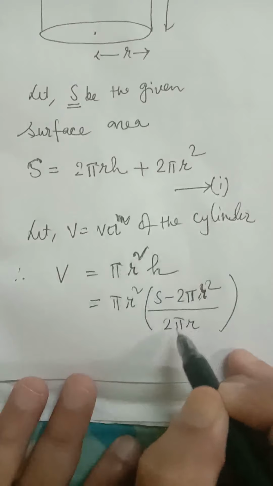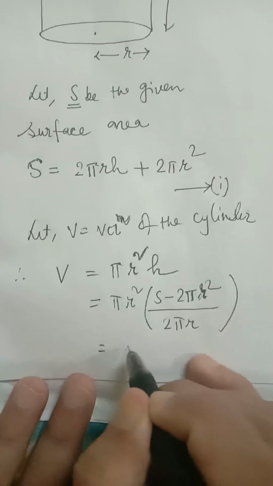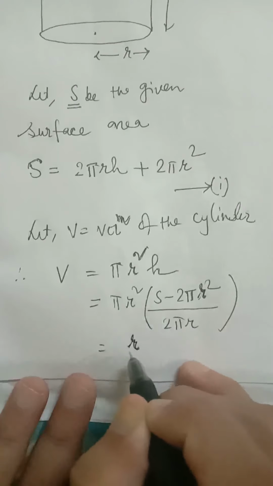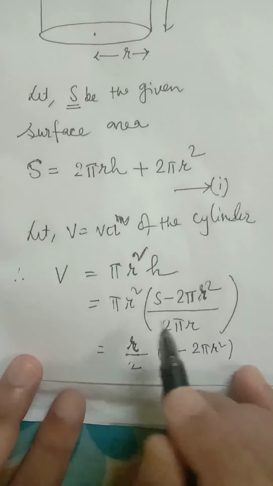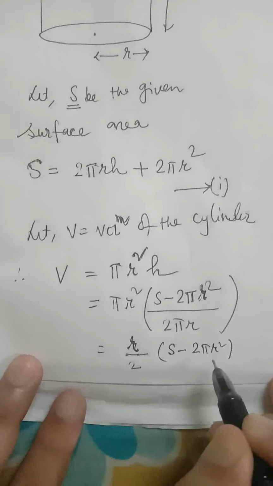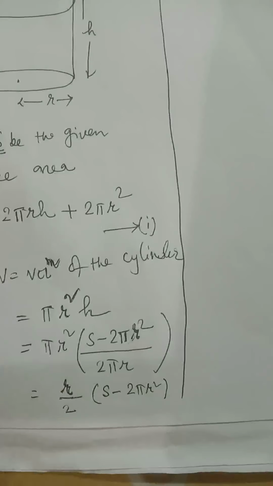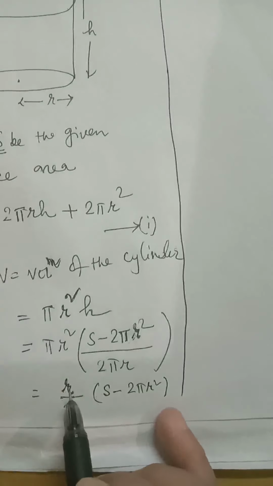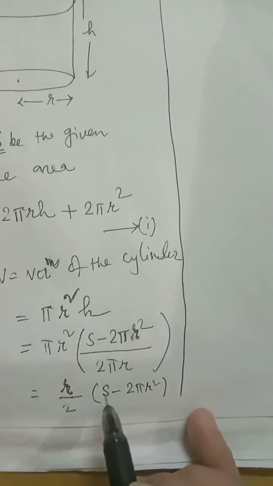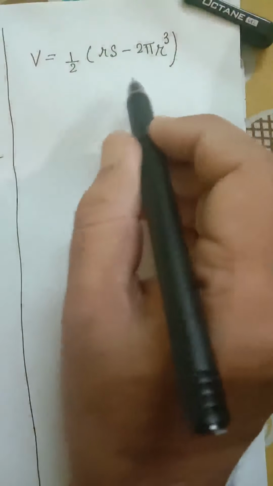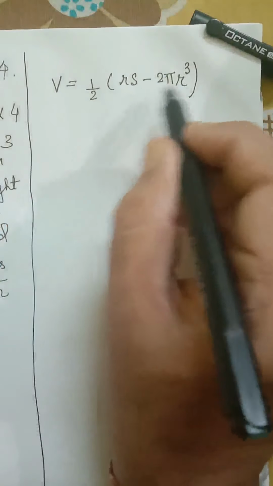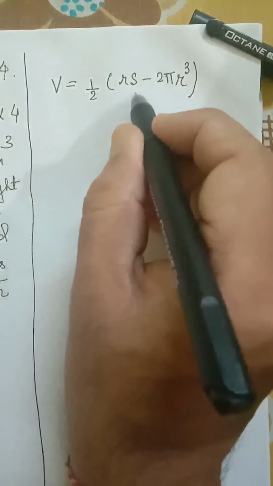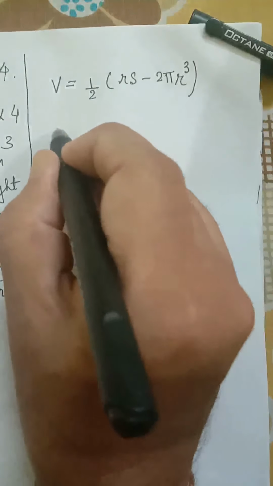We can cancel pi r. It will be r by 2 into S minus 2 pi r square. Now again multiplying by r, we will get half into rS minus 2 pi r cube. Here we have expressed V in terms of only one variable r. S is the given surface area, so S is constant, pi is constant.